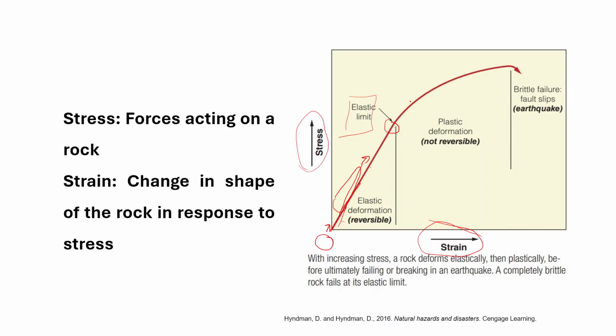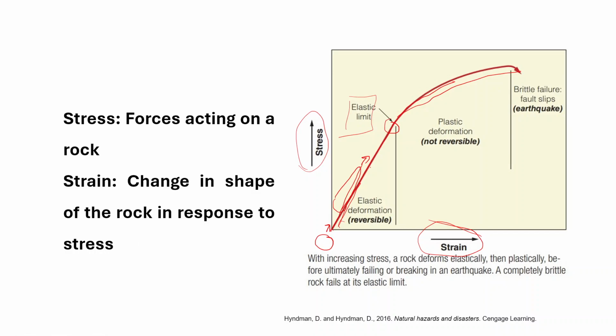And then if you increase the stress further, if you pull it further, it is going to break. That is brittle failure or fault slip. In the case of an earthquake, this is what is happening. First some bending is happening, then gradually it gets more stretched to the point that it is not going to come back, and then finally the failure happens. So the fault will slip and the earthquake will happen. Stress is the force acting on a rock, and strain is the change in shape of the rock in response to stress.